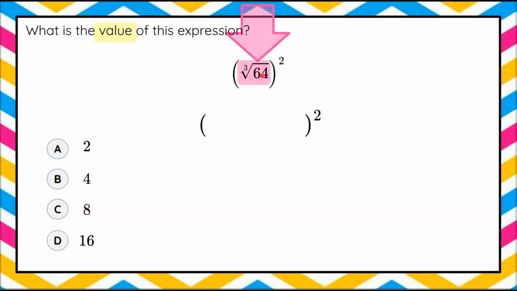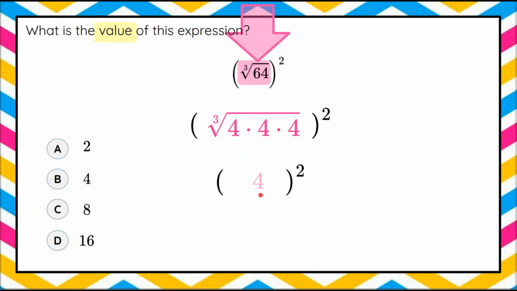So when I do that, I know that I have the cube root of 4 times 4 times 4. 4 times 4 is 16. 16 times 4 is 64. So this product of 3 4s is 64. The cube root of 64 is going to be 4. So now I have my cube root simplified. The cube root of 64 is 4.